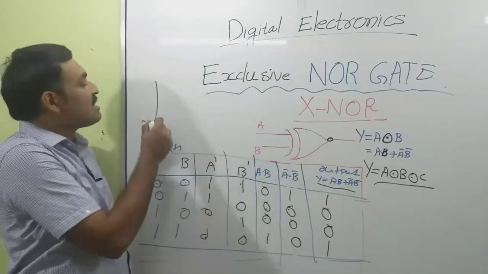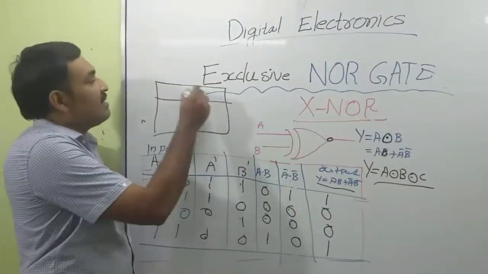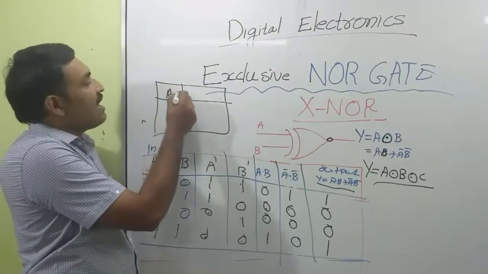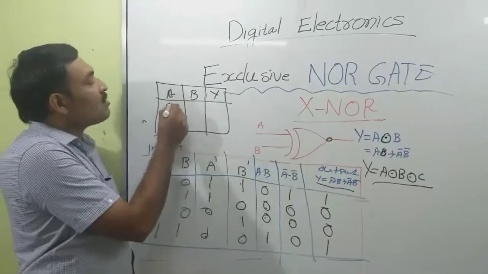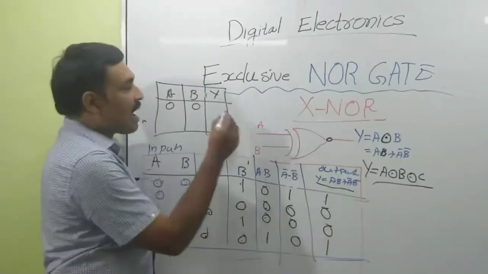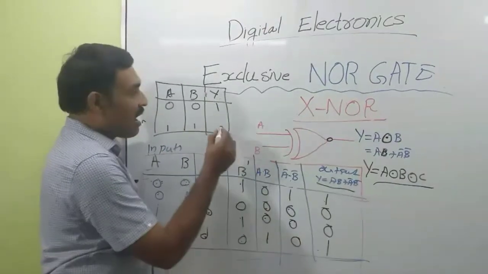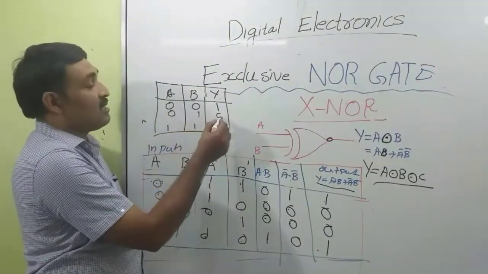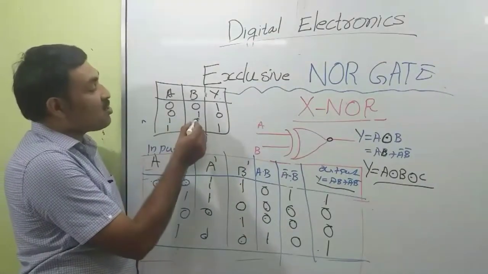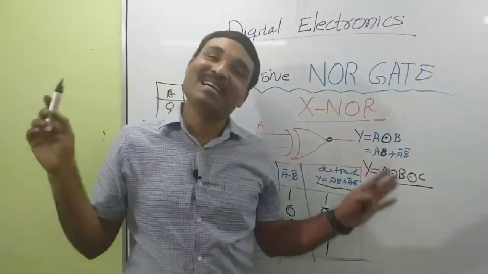So we can draw the simplified truth table for the XNOR gate. Here we have A, B and output Y. Both are low, so the output is high. Then both are high, then the output is high. If one is low and the other is high, the output is 0. This is high and the second is low, so the output is low. So this will represent the truth table for the XNOR gate.